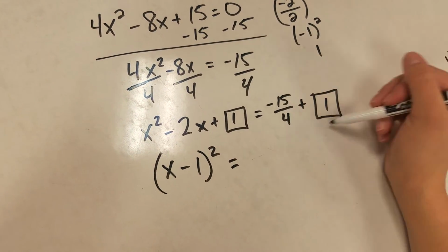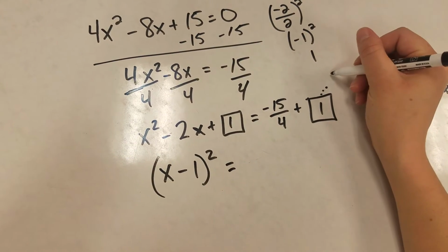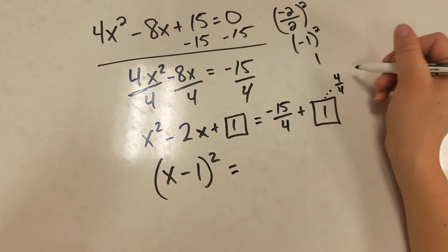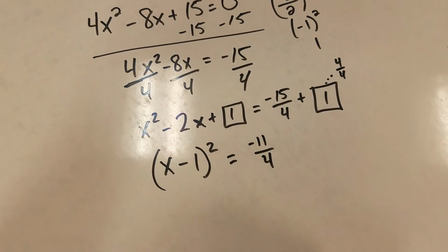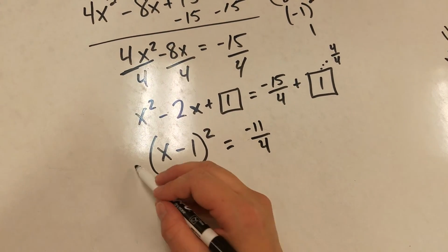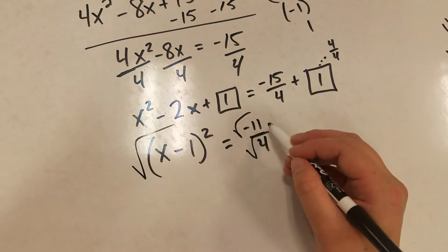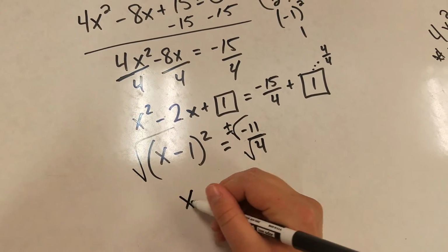We add these two together. You could do a common denominator. So negative 15 plus 4 is negative 11 over 4. And now it's just a solve by square root property. So we would square root both sides. Make sure you account for the plus and minus.